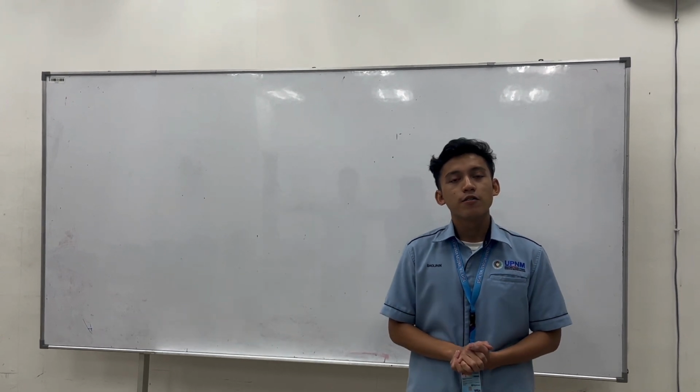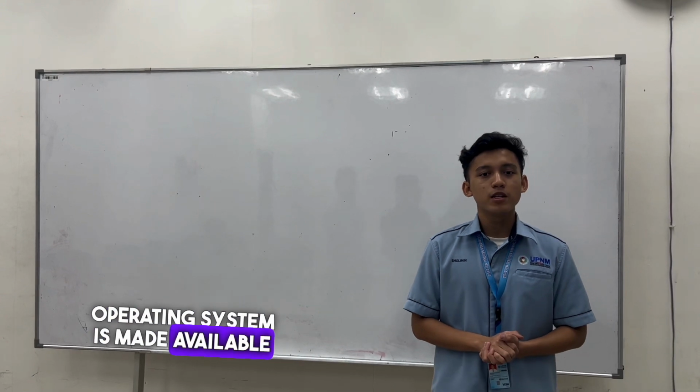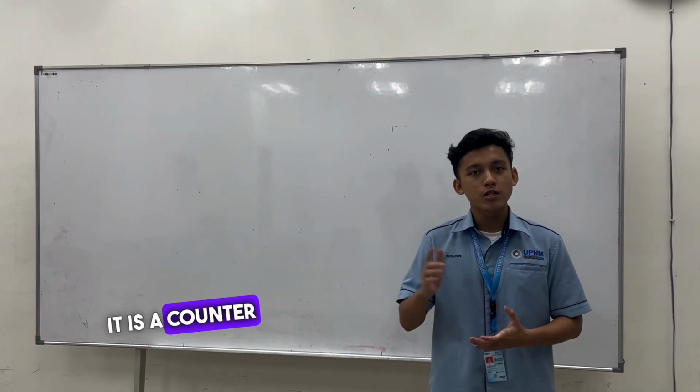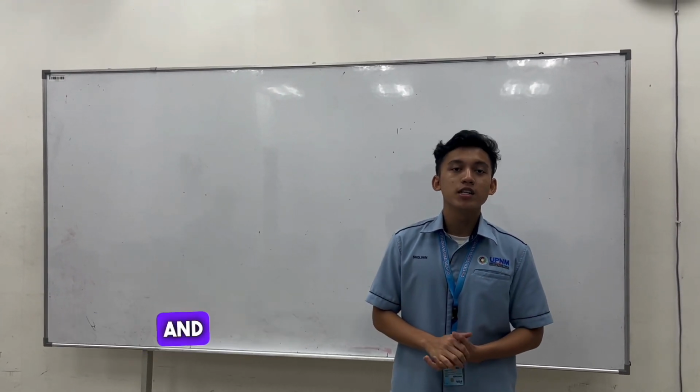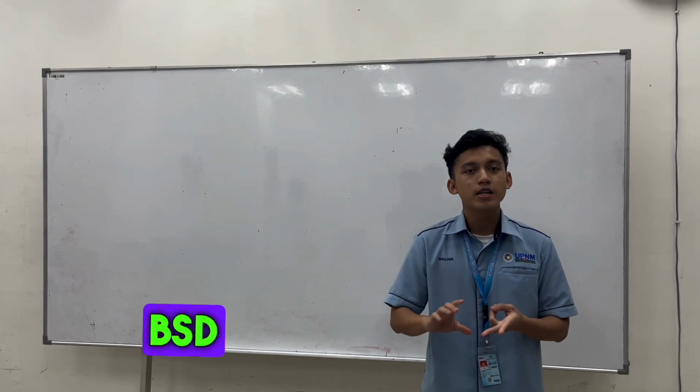Next subtopic, free and open source operating system. The operating system is made available in source code format, counter to copy protection and digital rights management. For example, Linux and BSD Unix.